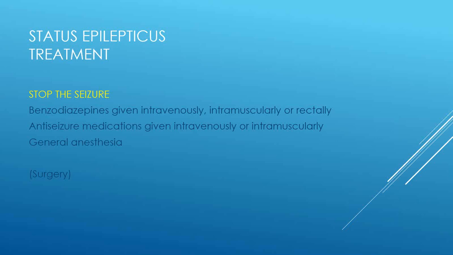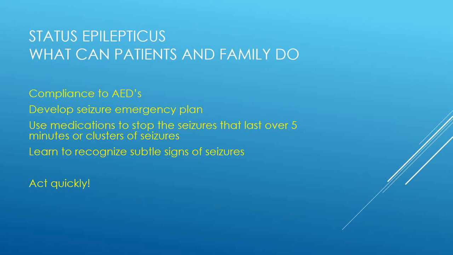I mentioned surgery as one of the treatments for epilepsy; in status epilepticus it is very uncommon. But if the status epilepticus is focal from a clear ictal focus, surgery can be used, and sometimes surgery is also used for refractory status epilepticus. So what can patients and families do to prevent this? It is very important to stay compliant with anti-seizure medications and not to stop them abruptly, because that is one of the highest risk factors for status epilepticus. It is good to have a seizure emergency plan and use medication to stop seizures that last over 5 minutes, or clusters of seizures. It is important to learn to recognize subtle signs of an ongoing seizure, and it's very important to act quickly.